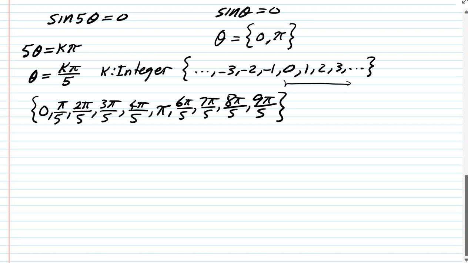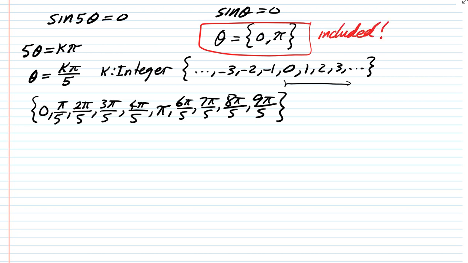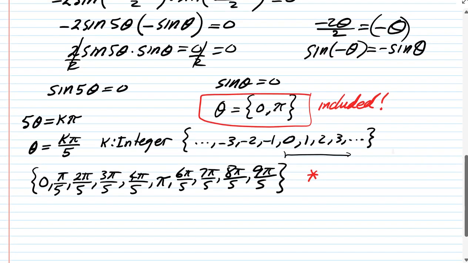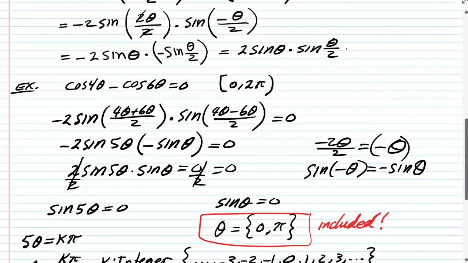Now we can make a couple of observations here. The solutions given by one of those factors, sine theta, namely 0 and pi, are already included in this set, right? So sine 5 theta is going to pick that up as well. Therefore, we don't need to count this twice. This is already included in the final answer. So this is indeed the final answer for this example. Okay, and there you have it.